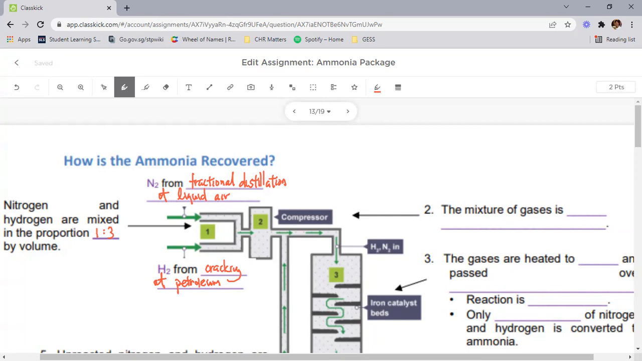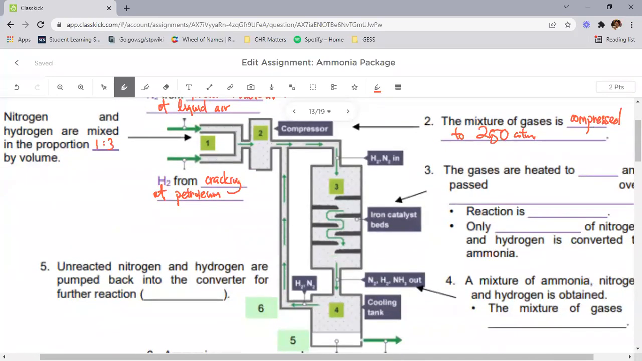Next, once the gas goes in the chamber, 1:3, they're actually compressed to increase the pressure. So the mixture of gas is compressed to 250 atmospheric pressure. So I mix the gas in 1:3, I compress them to 250 atmospheric pressure. Then in the next chamber, number 3, the gases are heated up to how much? What's the temperature here? 450 degrees Celsius. So you can see it's step-by-step, not everything in one shot.